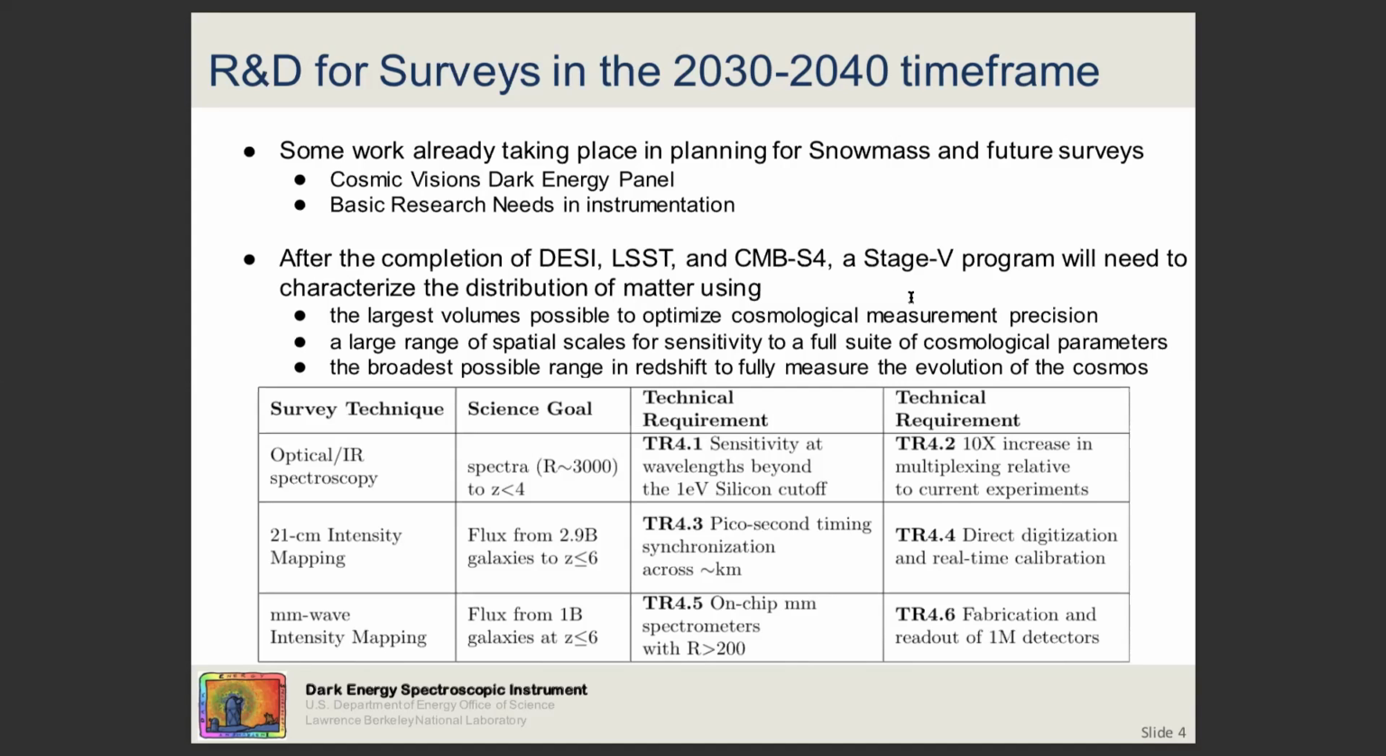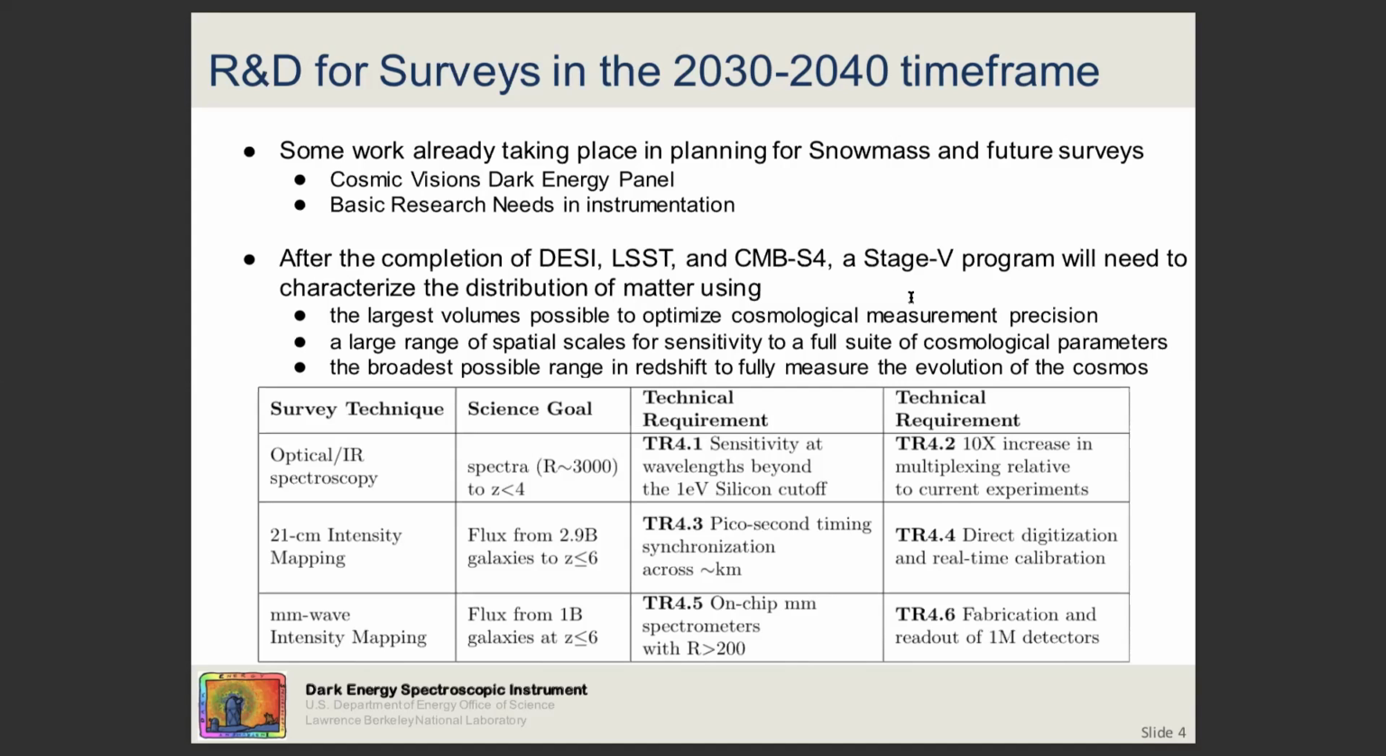Now, there's another possibility out there, which is millimeter wave intensity mapping. So it's using CMB-like detectors. And this is fairly new. A lot of it's coming out of the galaxy science community. And what they paint is this picture where they can obtain enough signal that's comparable to flux from about 1 billion galaxies over the same redshift range.